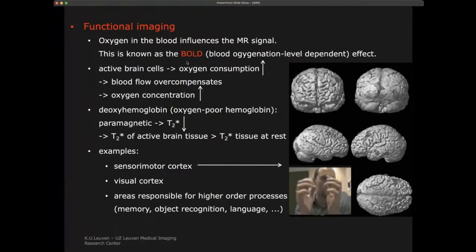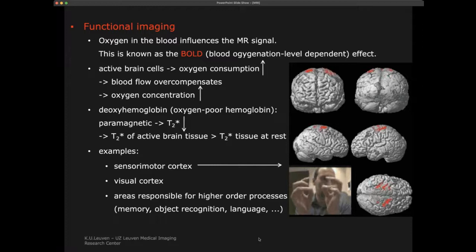And here you see what is called BOLD imaging, blood oxygenation level dependent imaging. What you can do is measure the brain, for example, when you're not doing something, and then you do a task. The person here is moving the fingers, so is using the motor cortex of the fingers. Then you see that there's a change in this MRI signal in the parts of the brain that are being activated when we do this task.